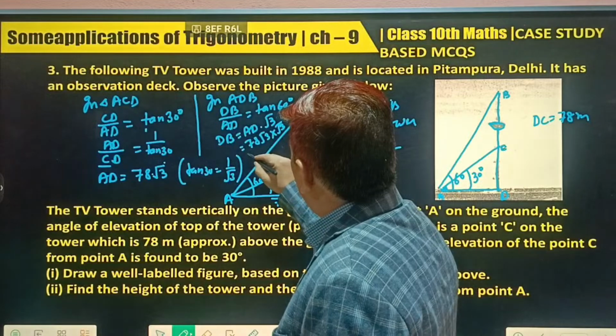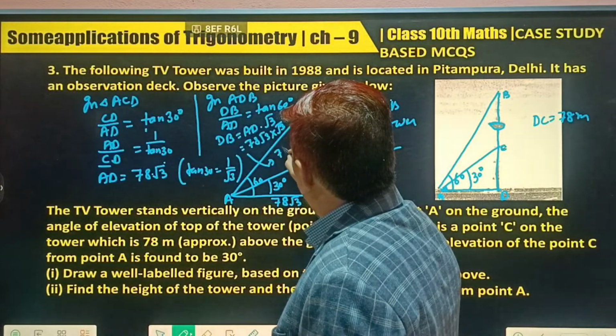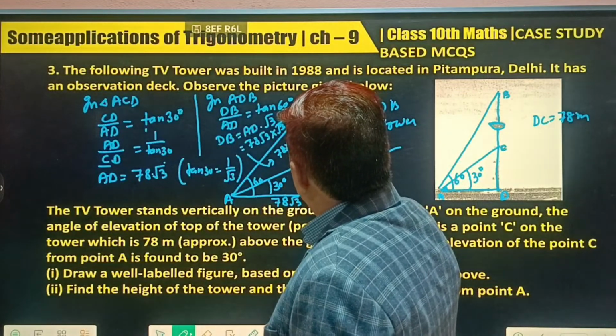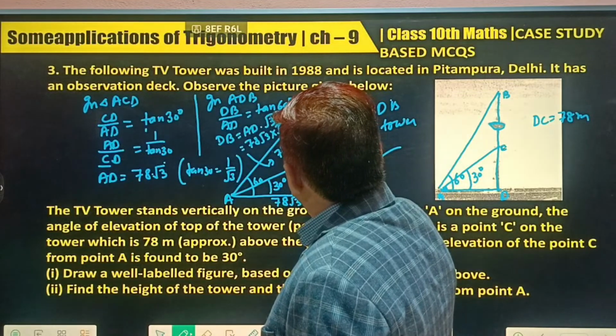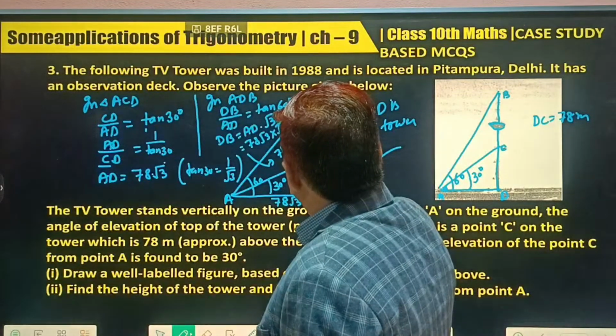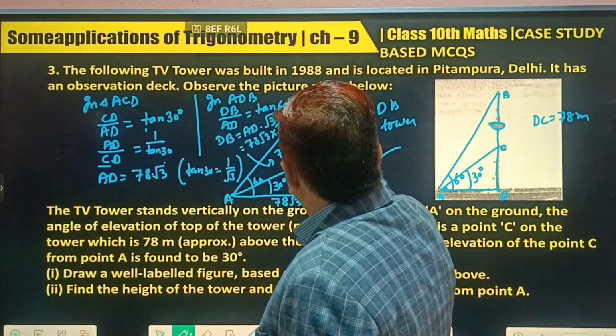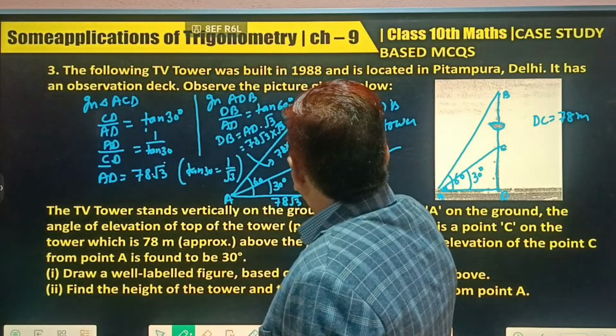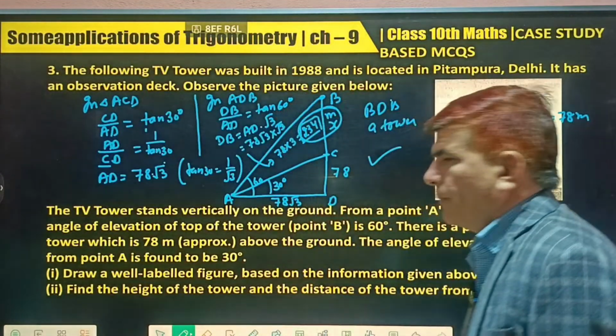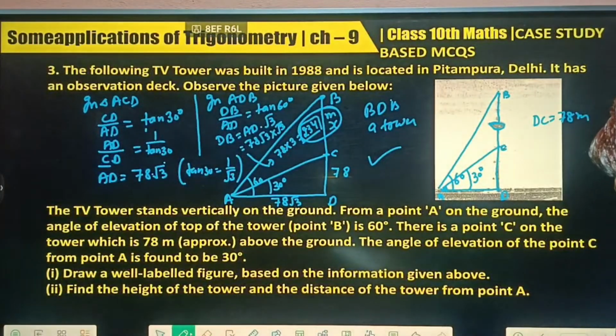So its meaning is what? Here I am writing 78 into 3. This is near about 234 meter. So what's the height of the tower? 234 meter. So this is the question which was given. I told you, so by this you can solve.